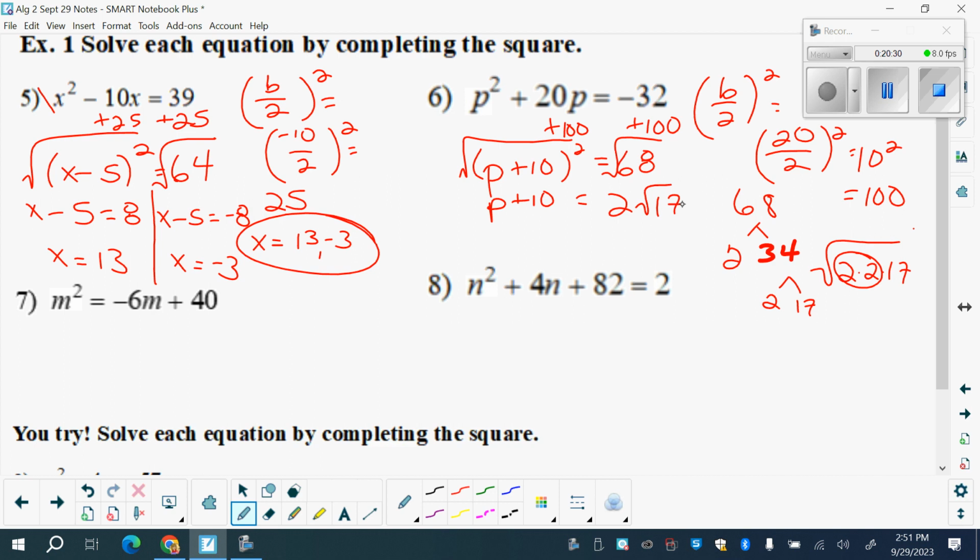Yes. So this is not a nice number. Back on the last one, we got a nice number. We got 8, so we could do 8 and -8. So when it's not, we're just going to put a plus and minus there. And then we need to get p by itself. So what do we do to get p by itself? Plus 10 or minus 10? Minus 10. And then we write it in the front. P equals -10 plus or minus 2 square root 17.